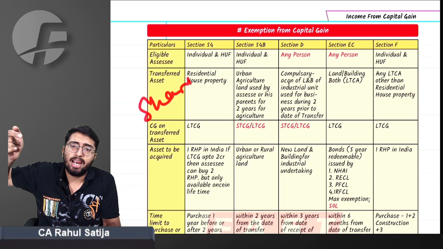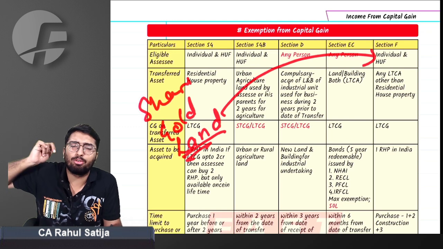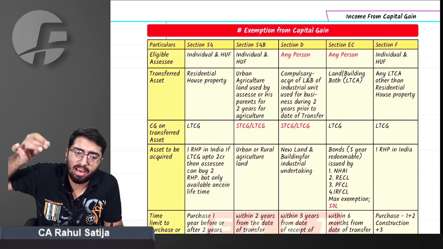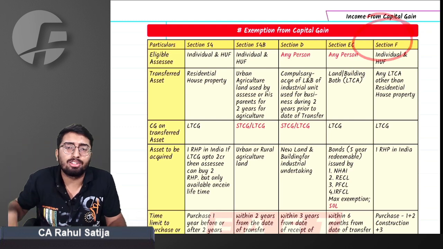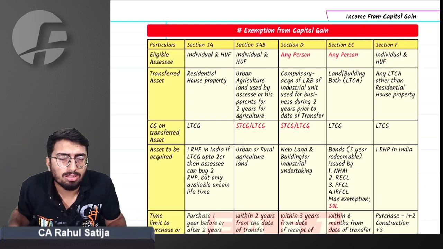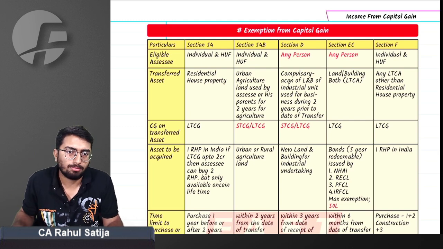It can include shares. It can include any kind of gold. It can include any land. Sir, land shall also be a part of section 54F. If you are selling any land or you are having any long-term capital gain in sale of land, it will still be exempt under section 54F because it is not residential property. Land is not a residential property.